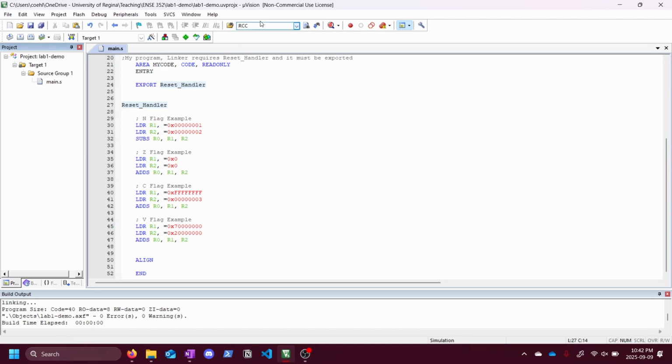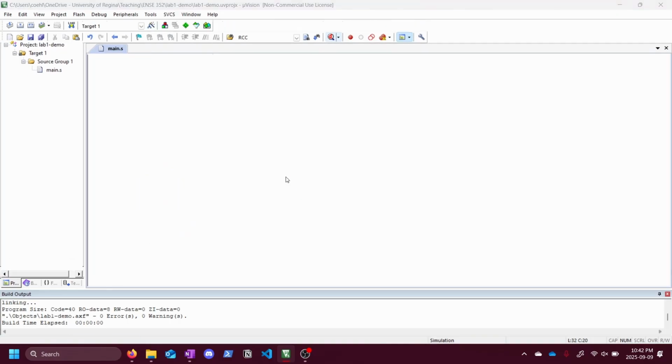So I've created just a little example program here. We're going to add some numbers and perform some operations. Remember that we're using the S variant of the various commands, so SUBS, ADDS, and that will allow us to see the result in the program status register. If you do not include the S, you will not see the program status register change.